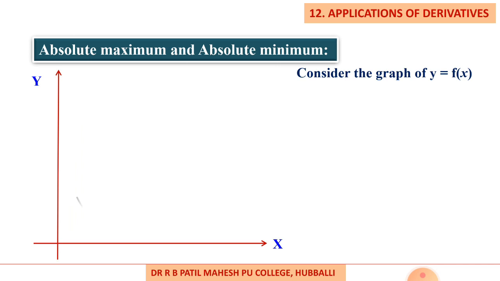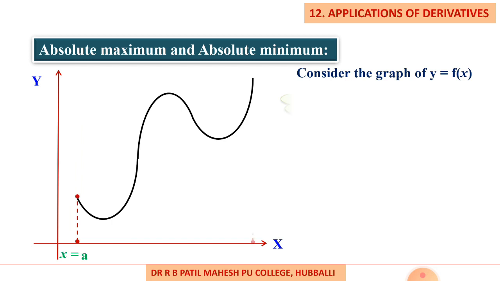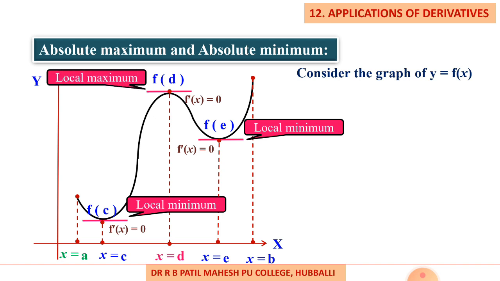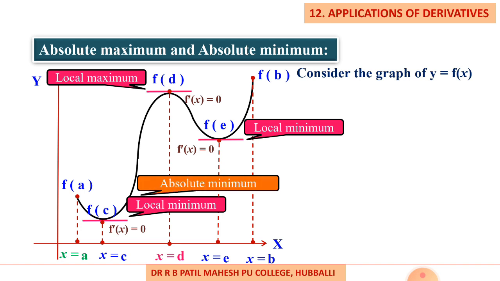So next, if we consider this graph y equal to f of x. Now in this curve, this is x equal to a and this is x equal to b. These are the end points. Then there are a total of 3 critical points, at x equal to c, at x equal to d, and at x equal to e. Now in this one, this is a local minimum. This is also a local minimum, and this one we call a local maximum. But here the absolute minimum is at x equal to c and the absolute maximum is at x equal to b.